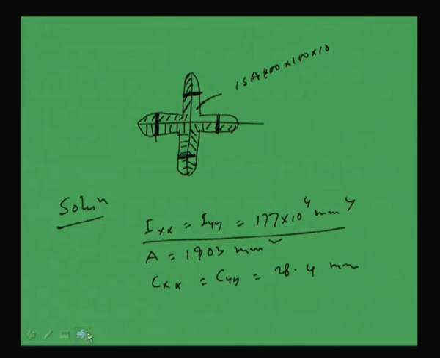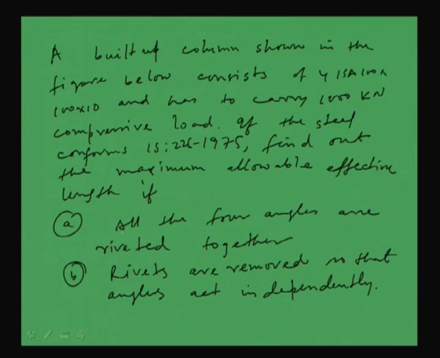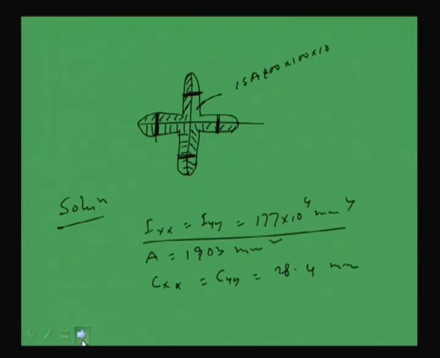Now let us come to the first case. First case means all the four angles are riveted together. If it happens like this, then what will happen? For the first case, Ix will be basically Iy, which will be 4 times (Ixx plus area into Cxx square), right?